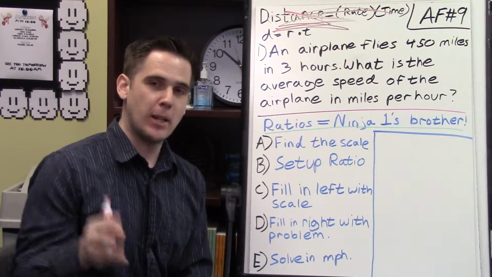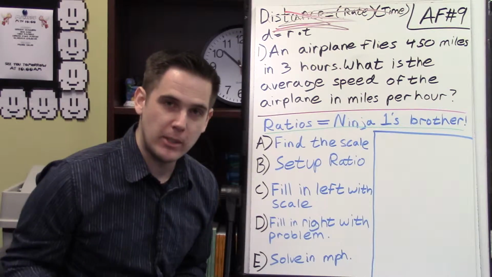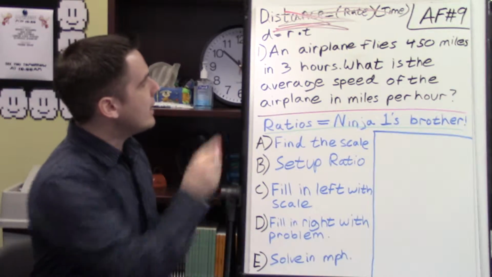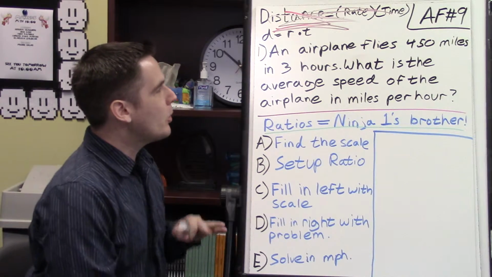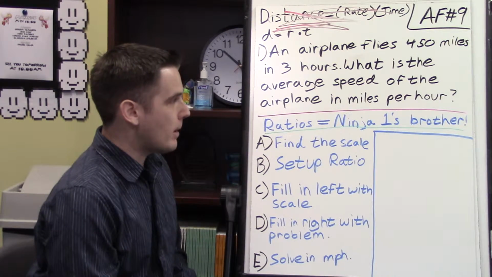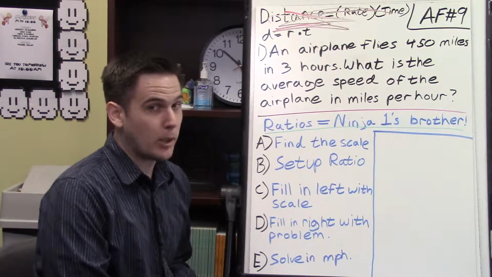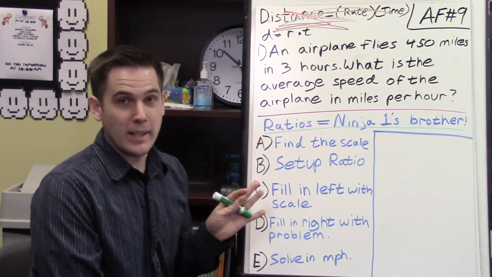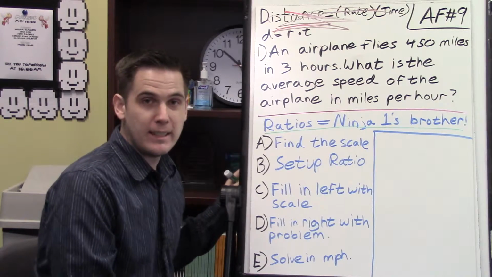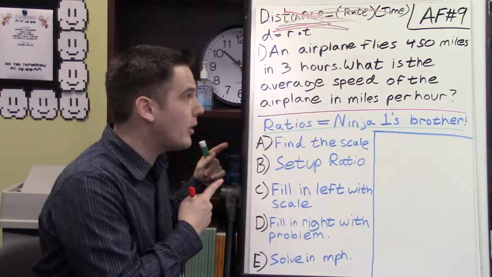Find the scale, set up the ratio, solve. How do we do that? This is how. An airplane flies 450 miles in 3 hours. What is the average speed of the airplane in miles per hour? This sounds like a scary problem, but if you're this far into the class, you know how to do this. I probably don't need to teach some of you this because you're looking at it and going, oh yeah.